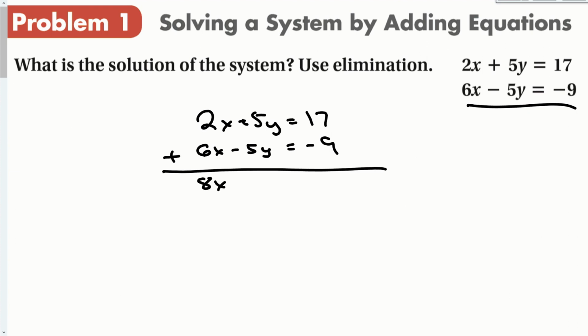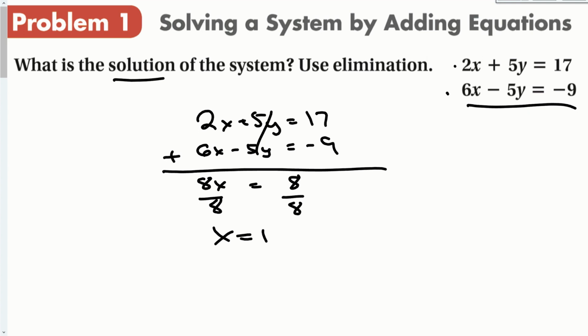Now when I add these two equations together, watch what happens. I get 8x, and I get the y's to go away. And 8x is going to be equal now to 17 minus 9, which is 8. Now that the y's have gone away, I can solve this equation and get that x is equal to 1. That's great. Again, just like last time, the goal here to solve the system, to find the solution, is to find the point where these two lines intersect.